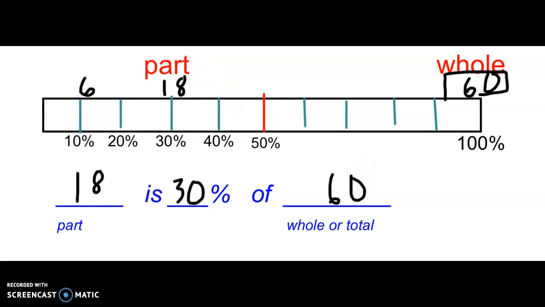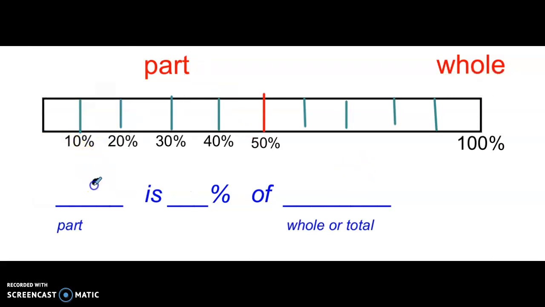And one final example. Now we say 8 is 40% of what whole? So we're looking for the number here. Again, let's see if we can figure out what 10% is, and that would be 8 divided by 4, which is 2, right? Because 40 divided by 4 is 10.